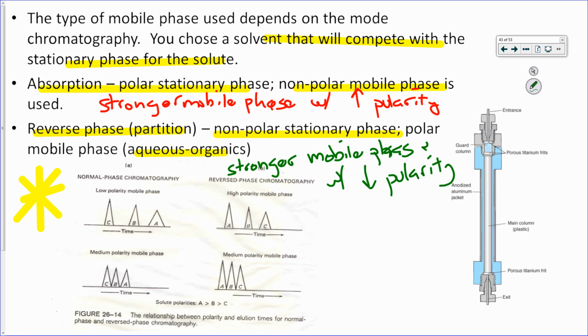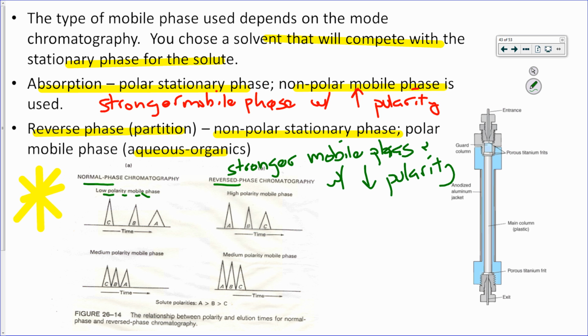Okay. So what I'm saying is that this is normal phase chromatography. This one's reverse phase. And I've got these three different components that elute off, A, B, and C. So this is a low polarity mobile phase. It's a weak, low polarity. That's the weakest of the solvents for absorption chromatography.